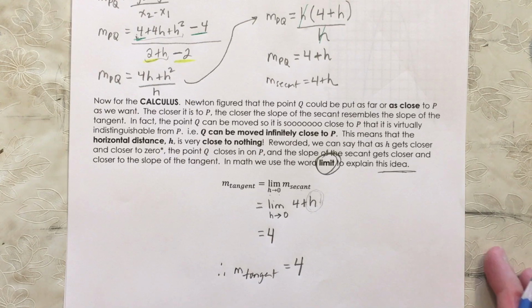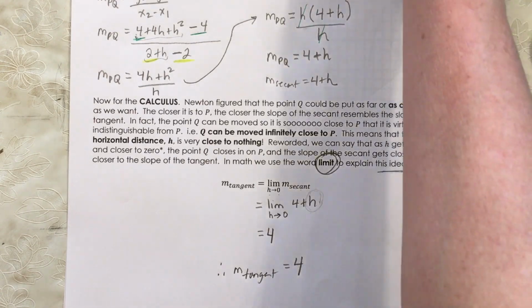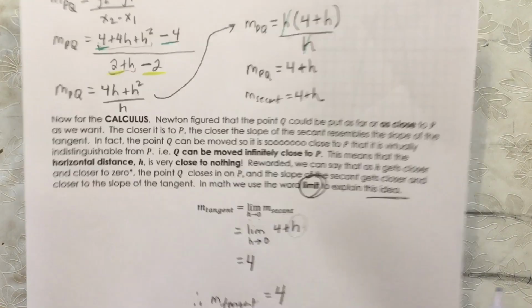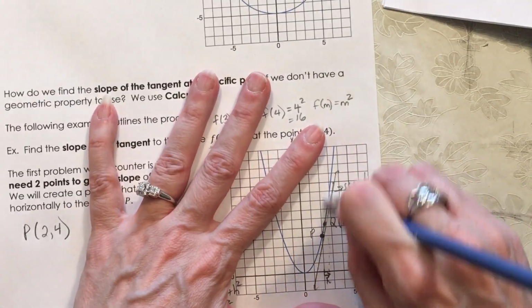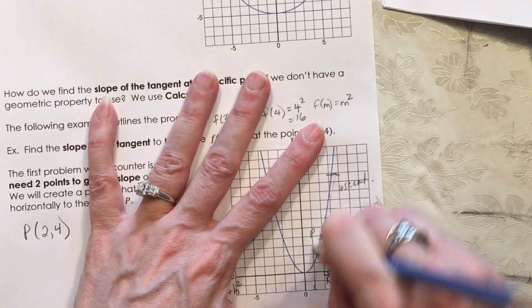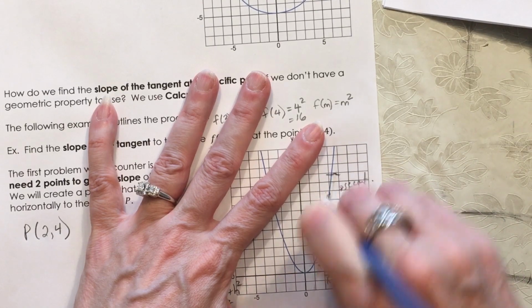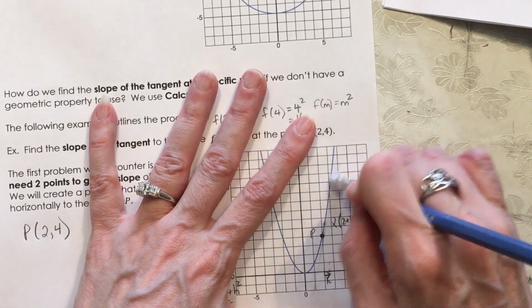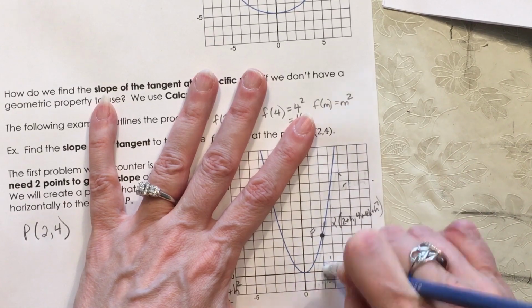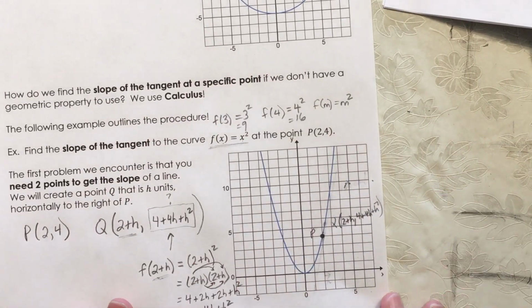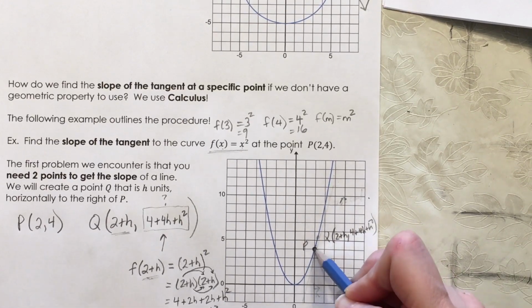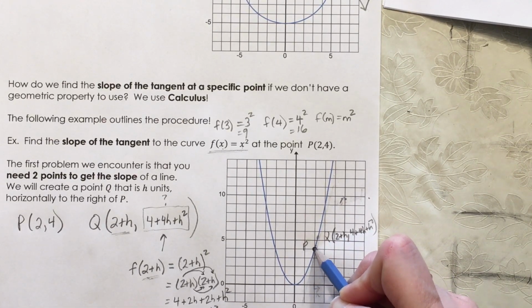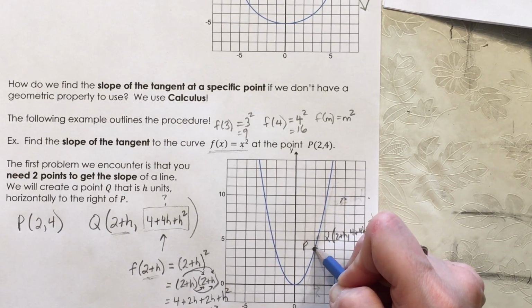So let's go back to our picture here and see what it means that the slope of the tangent is 4. I'm going to erase the secant line that I drew. We determined through Newton's method for using calculus that the slope of the tangent to this curve at the point P would be 4. So we know P is on our tangent line, and we know the slope of the tangent is 4.